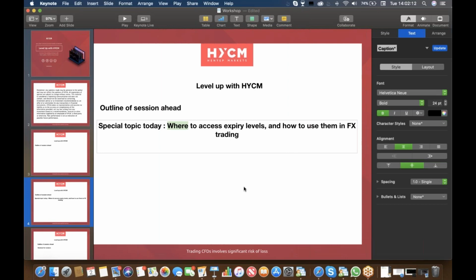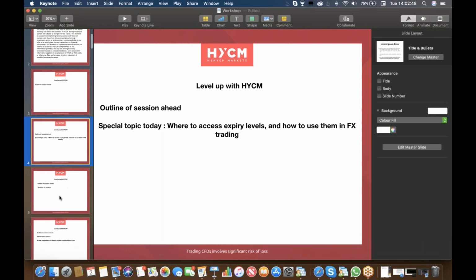Expiry levels are large options that are in the markets. These large options aren't entered by retail traders. These are institutional options and we know where they are in the market. So I'm going to show you how to look at those option expiry levels, explain how to use them in trading, and then also show you where to access them. We'll be doing that at the end of the workshop, and that will be the special topic for today. Each time I like to have one special topic.